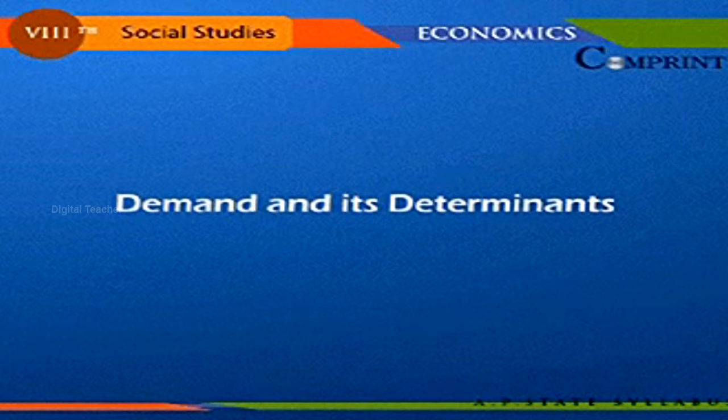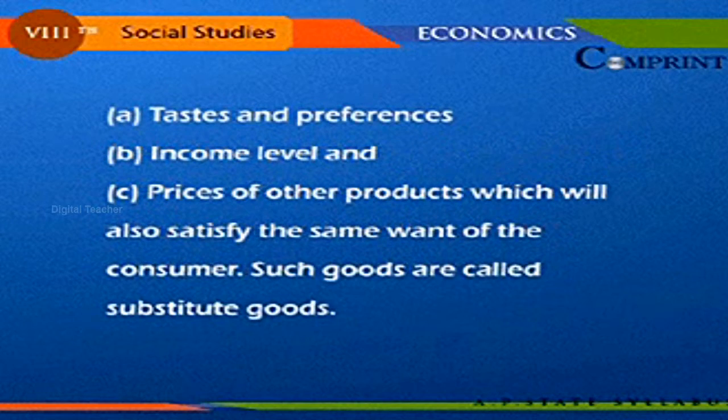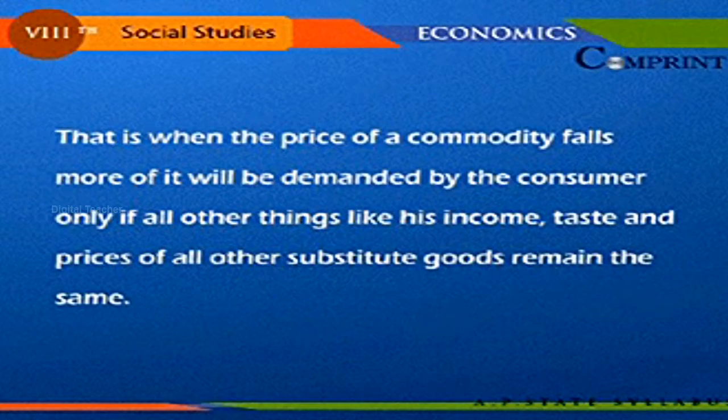Demand and its determinants. Apart from price being the single most important factor that will tell us how many people will buy that product, other non-price determinants are: A. Tastes and preferences, B. Income level, C. Prices of other products which will also satisfy the same want of the consumer. Such goods are called substitute goods. That is, when the price of a commodity falls, more of it will be demanded by the consumer only if all other things like his income, taste, and prices of all other substitute goods remain the same.